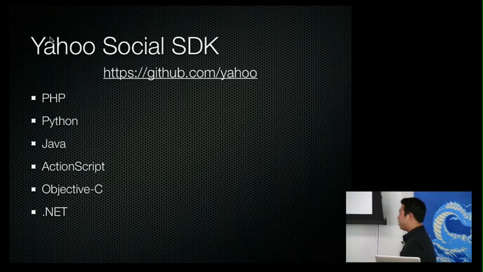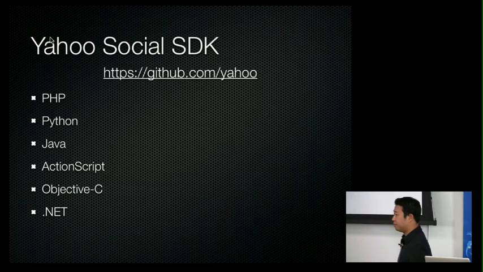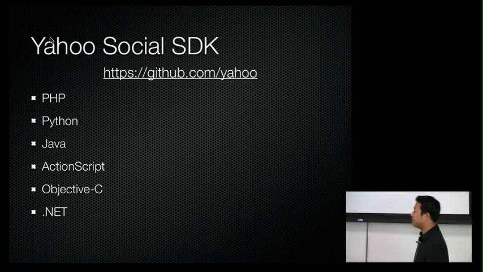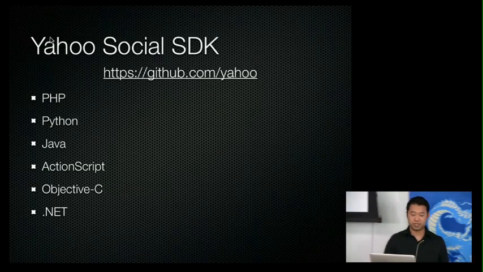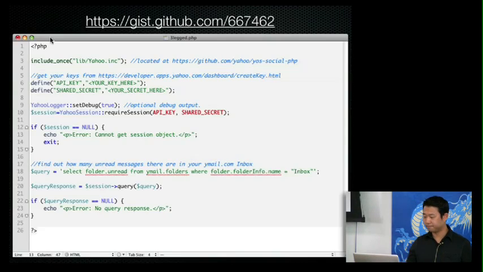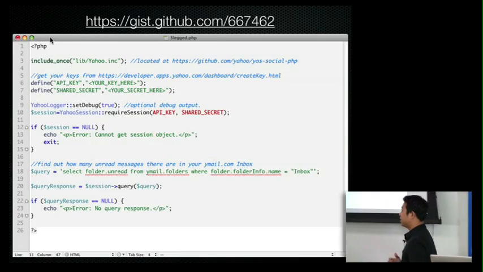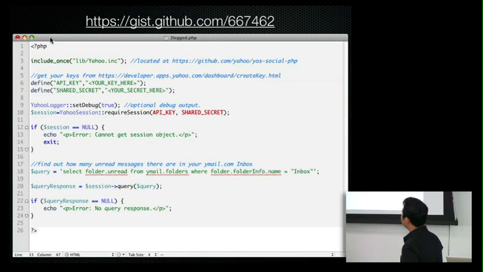So how do I go about calling YQL with three-legged OAuth? Well, Yahoo provides some social SDKs located on GitHub/yahoo for the most popular programming languages: PHP, Python, Java, ActionScript, Objective-C, and .NET. For my example, I use PHP. It's very easy to use again. There aren't many lines of code to get you started.